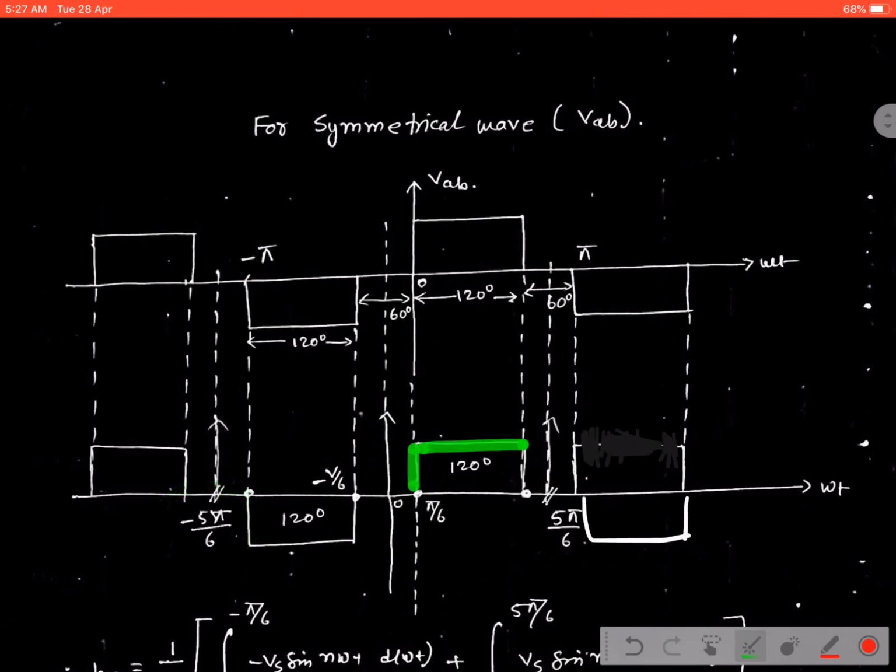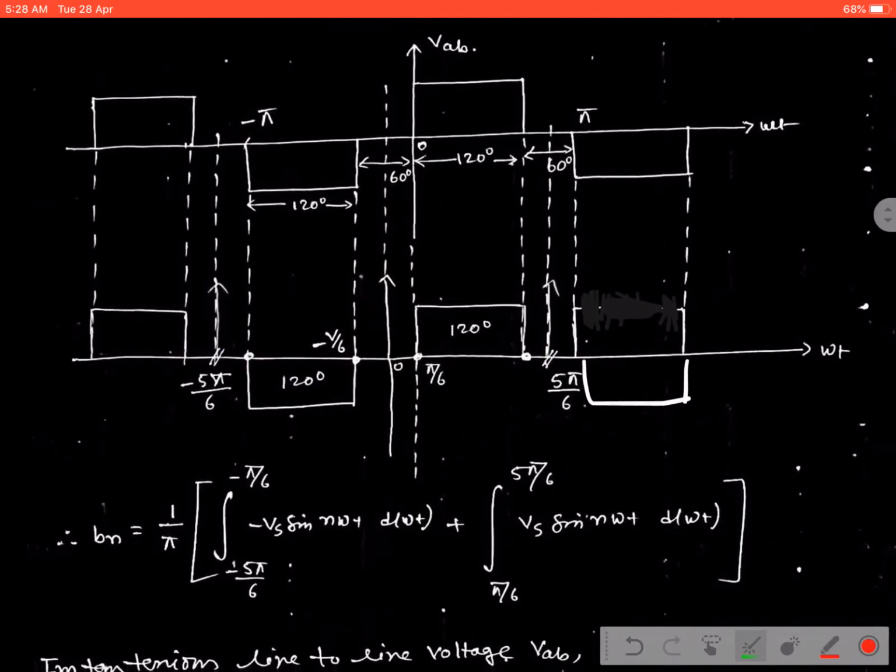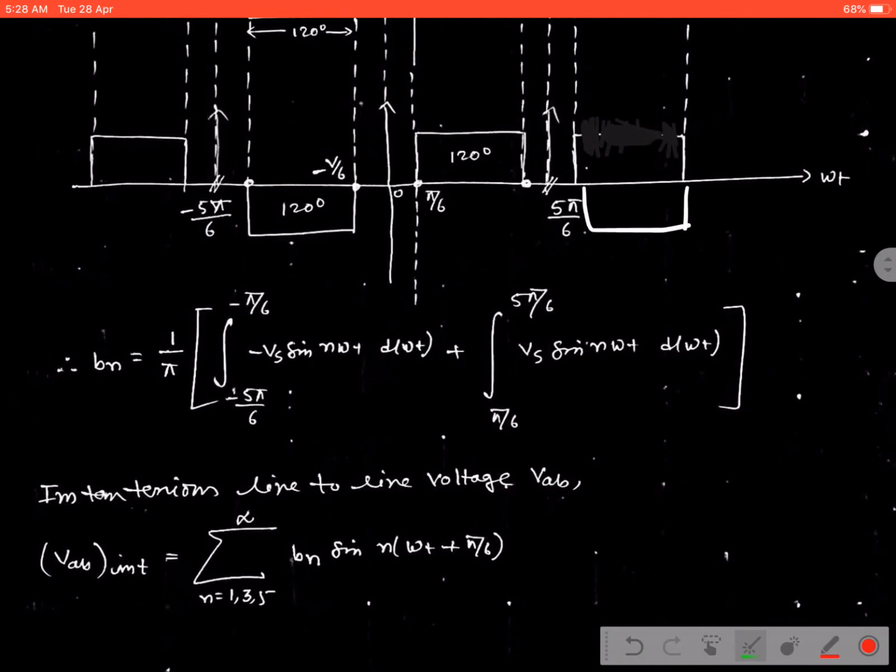Now we can say this peak is confined, that is pi by 6 to 5 pi by 6, and this negative peak is confined, that is minus pi by 6 to minus 5 pi by 6. Right now you can think about this particular box. Then the waveform is symmetrical to each other. The difference is pi by 6 and minus pi by 6. Started from pi by 6, minus pi by 6, ended here, that is 5 pi by 6, and here minus 5 pi by 6.